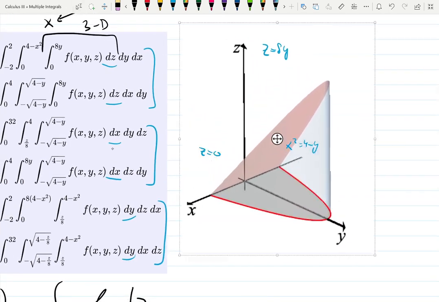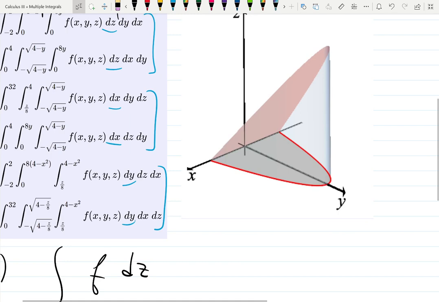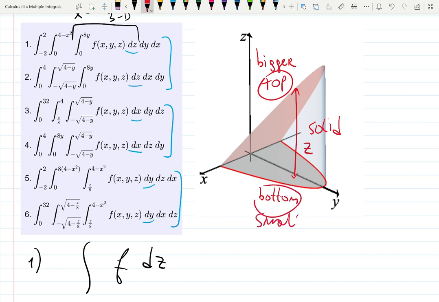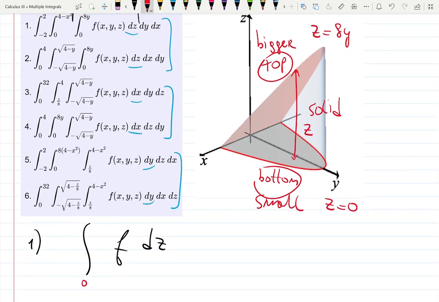I'll make it bigger. A nice looking 3D picture. In the 3D picture, z is the height of this 3D solid, right? How does this height change, from the bigger function, which is on the top, to a smaller function, which is at the bottom? Luckily, we have equations for both. This one is z equals 8y, and this one is z equals 0. So it will be from 0 to 8y. That actually was not that bad.